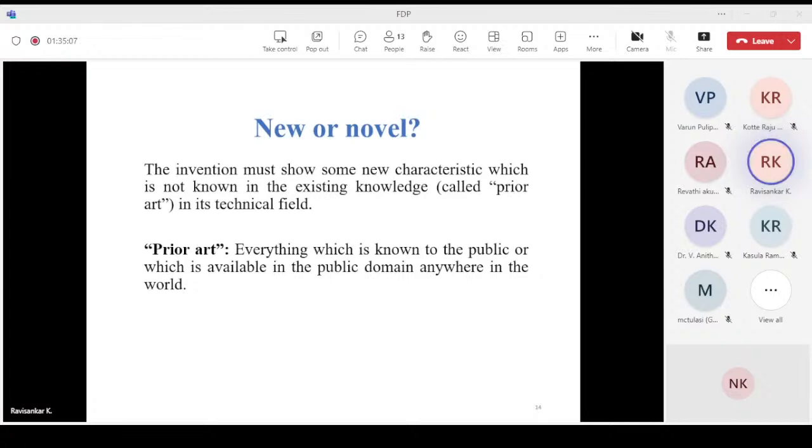For example, if you want to file a patent for an aspirin tablet, you can't get a patent unless there is some different method for preparing the aspirin tablet, because aspirin tablets are already known in the prior art. Everyone, scientists and all the people, know about a tablet containing aspirin. But if you have made the aspirin tablet using a new technology or new process, then it is patentable.